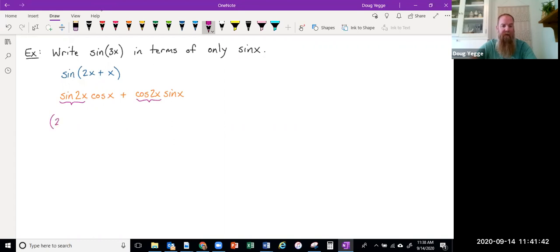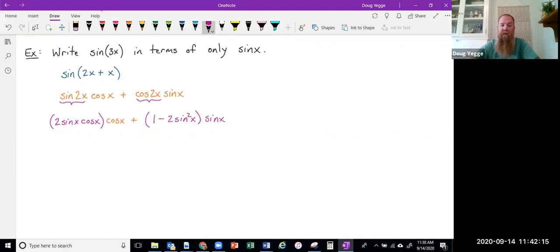And sine of 2x is 2 sine x cosine x times the cosine x that's already there. Plus, and now I see for cosine of 2x, again, I have options. But because I'm converting it purely into sine, I'm going to use the one that only involves sine x. So I'm going to write this as 1 minus 2 sine squared x times sine x.